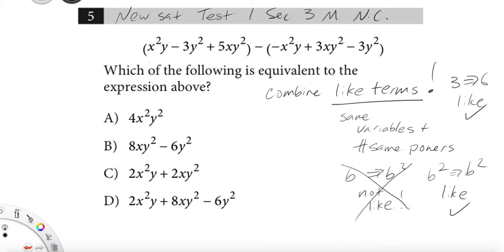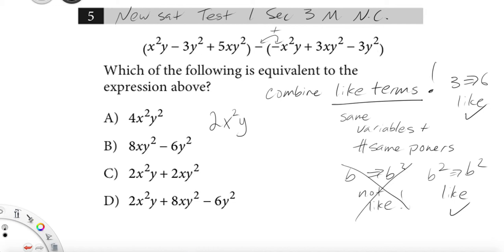Okay, so first of all, we have x squared y minus negative x squared y. As we know, 2 minuses make a plus. So there's going to be 2 of those. So 2x squared y. Okay. Now let's find our other like terms here.